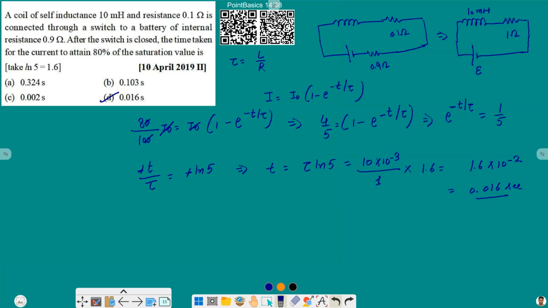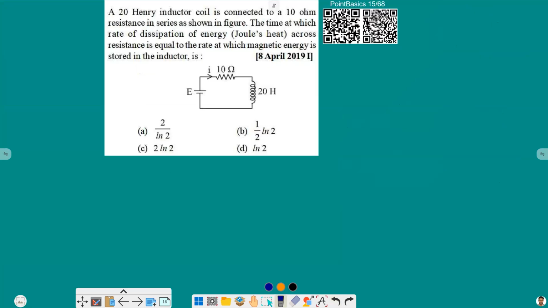Let's move to the next one. A 20 henry inductor coil is connected to a 10 ohm resistance in series as shown in the figure. The time at which the rate of dissipation of energy (joule heat) across the resistance is equal to the rate at which magnetic energy is stored in the inductor.